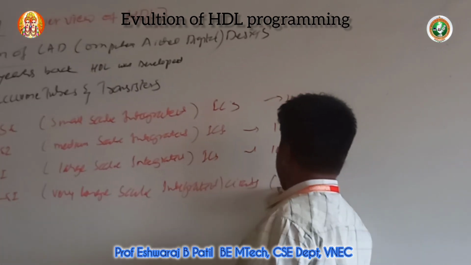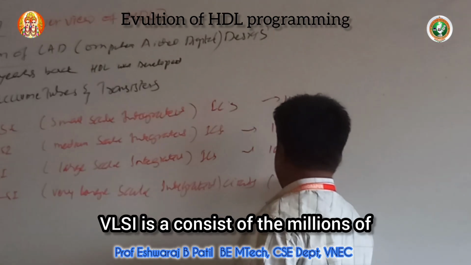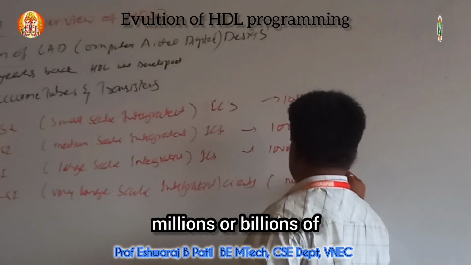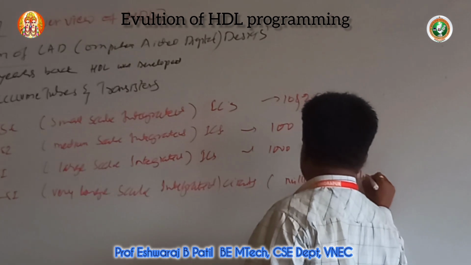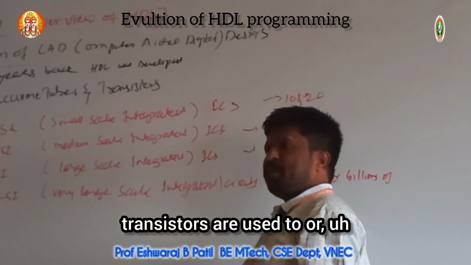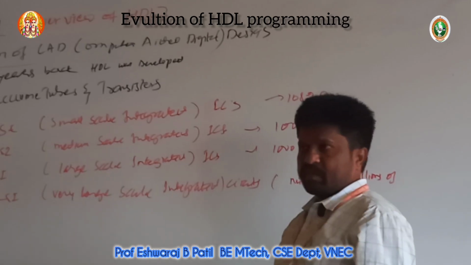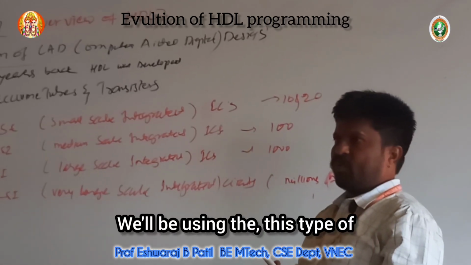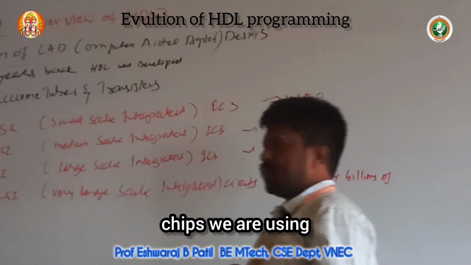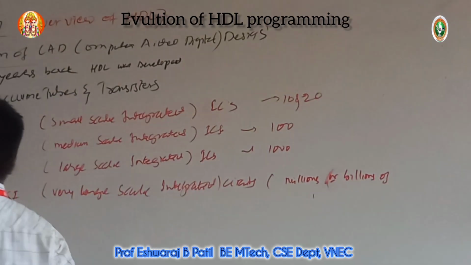Here the VLSI consists of millions or billions of transistors used to implement ICs on a chip. We will be using this type of chips. This is what we have developed here.